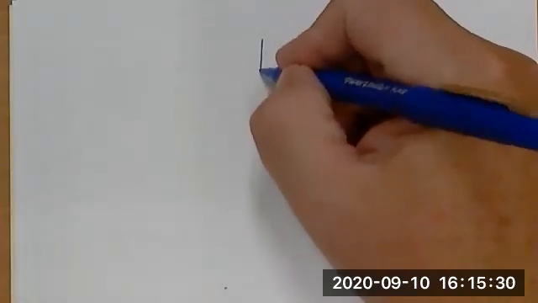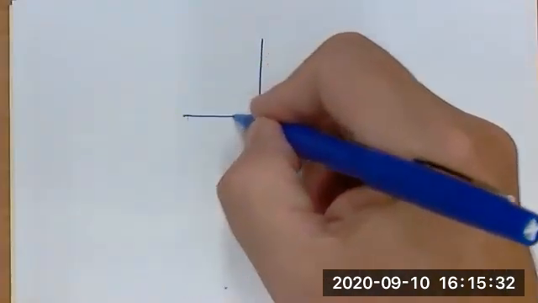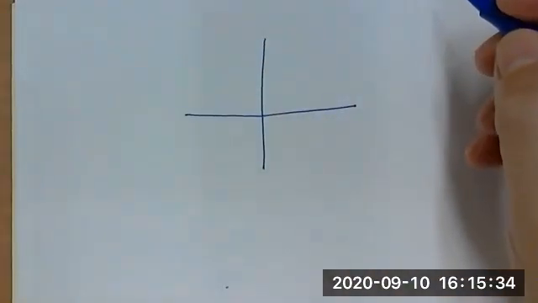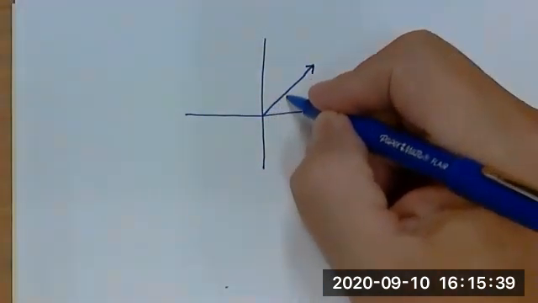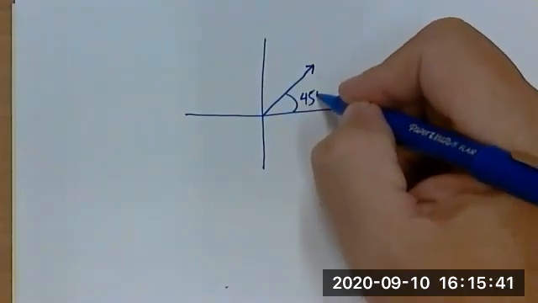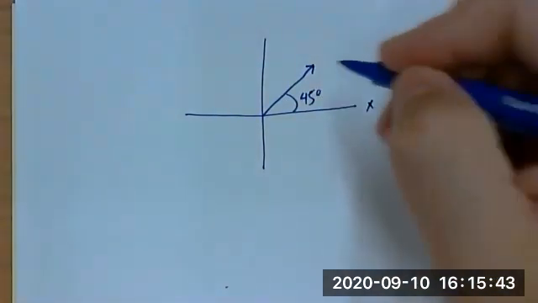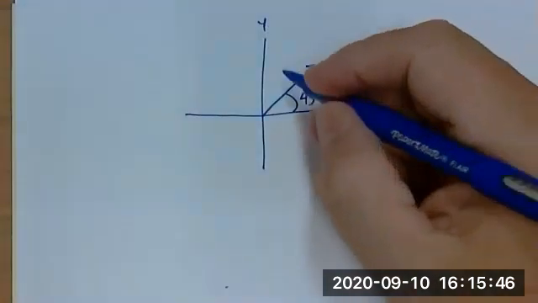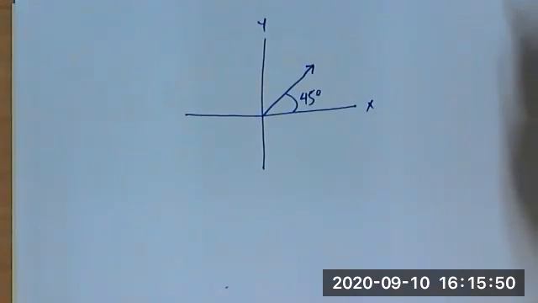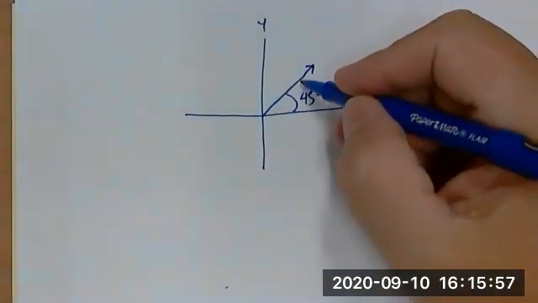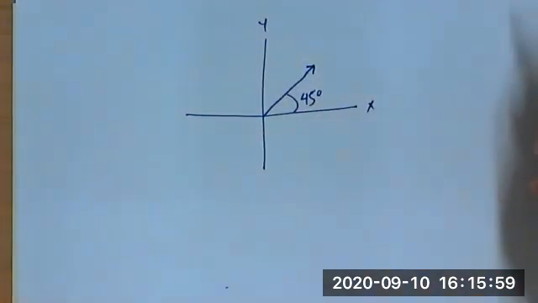So for instance, let's actually try and draw a 45-degree angle. So right, 90 degrees is straight up the y-axis, so 45 is sort of right halfway between the x and the y-axis. So that means the initial side is here, the terminal side is here at 45 degrees.